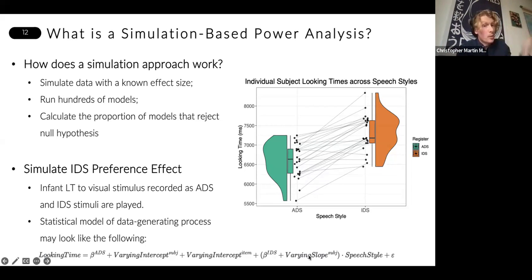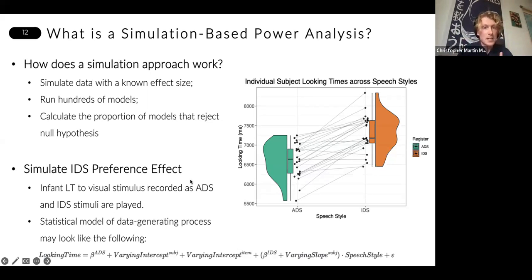We then have a varying slope term because we also can't assume that every single infant will react in exactly the same way to hearing IDS over ADS. So the varying intercept or varying slope terms of each subject, these are the points here, they differ according to which infant we're looking at. So we have varying slopes, and then we have some random error here.